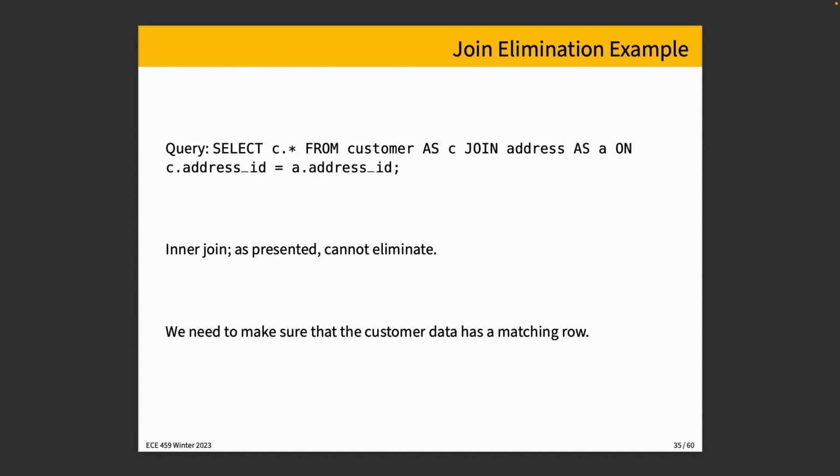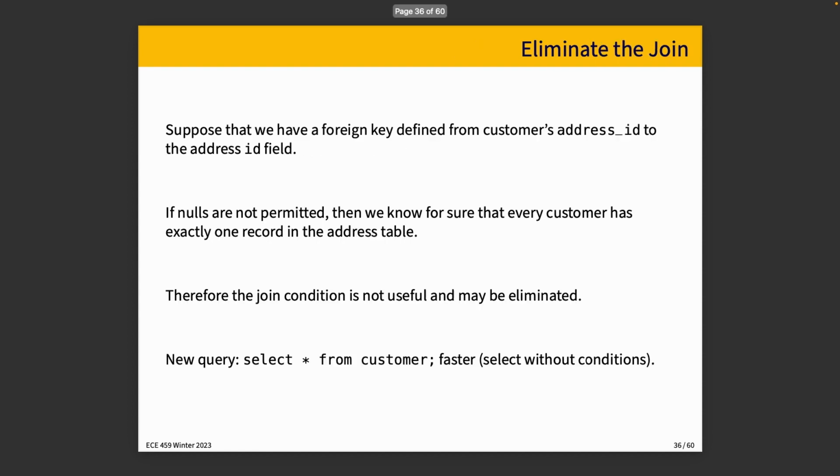So if a customer for some reason doesn't have an address, they don't appear in the results. And if that's the case, then the answers are different if the join is present versus if the join is not. Well, how would we know that? How would we make sure that there is a matching row? Well, the answer is constraints.